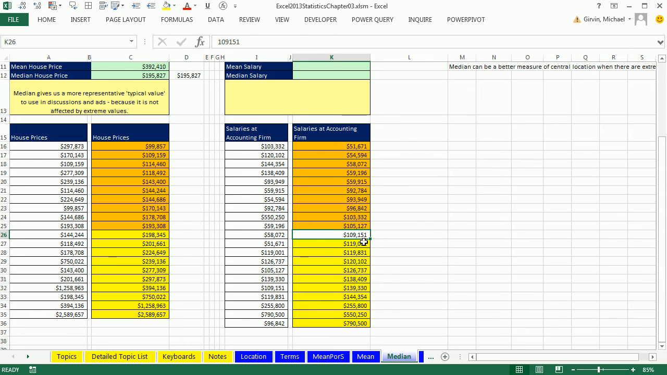Now, notice over here we could say the marker, which was 195,827, it's in between these two values. So exactly 50% below, exactly 50% above. But over here, if we said that 50% below, 50% above, we'd be off just a little bit. Now, later when we talk about percentiles, we'll be very careful in our language.